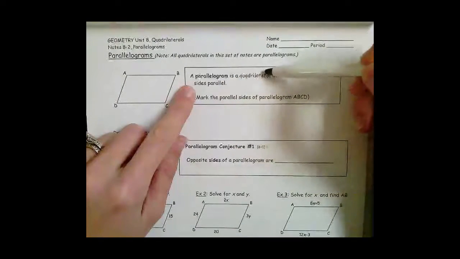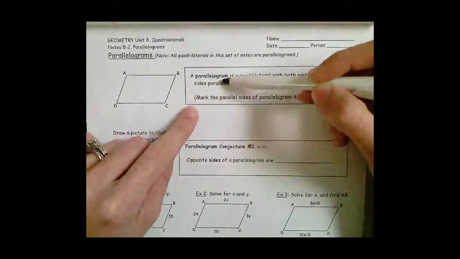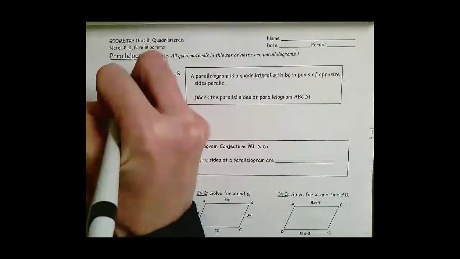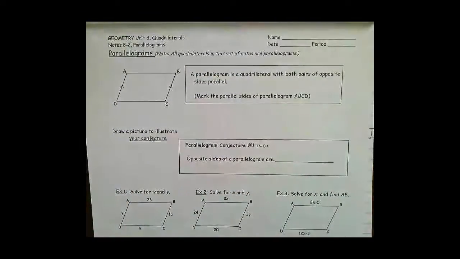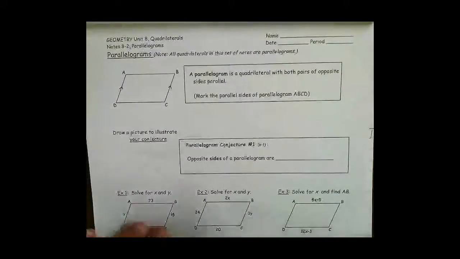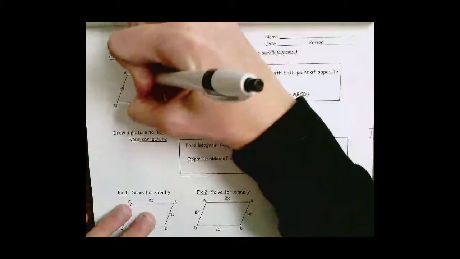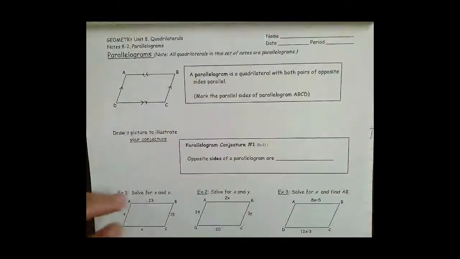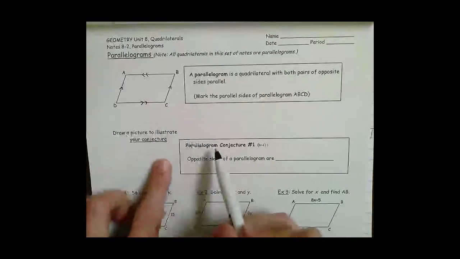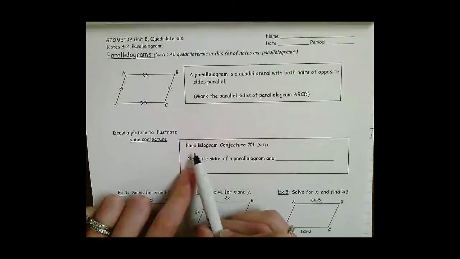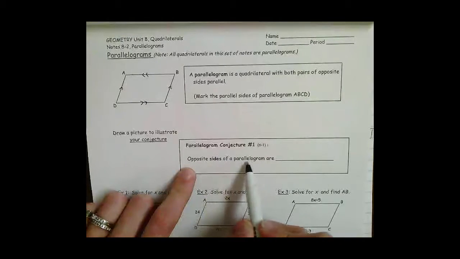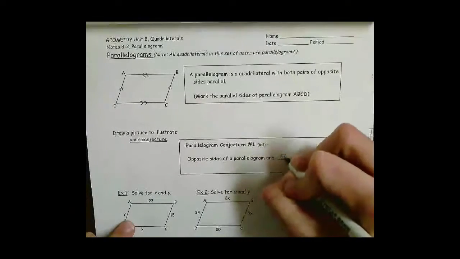So we're going to go over parallelograms. A parallelogram is a quadrilateral with both pairs of opposite sides parallel. So mark the parallel sides of the parallelogram. So you know that BC is parallel to AD, and you know that AB is parallel to CD. This is our first conjecture. Parallelogram conjecture number one is that opposite sides of a parallelogram are congruent.